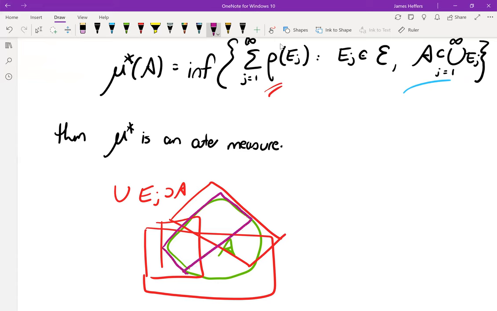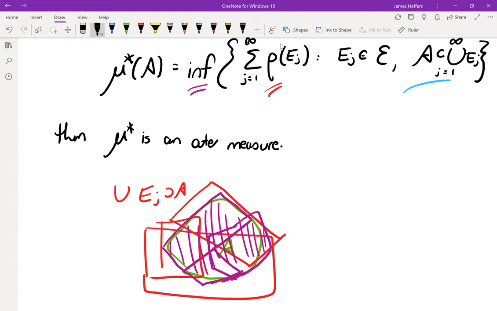Maybe something like that, which is a smaller collection of E_J that covers A, and it ends up the sum of rho of those E_J is even smaller. So we're going to look for the smallest way that we can cover A in these sets. And then whatever that ends up being, that's what we'll define to be mu star of A, and we're saying that that's going to be an outer measure.